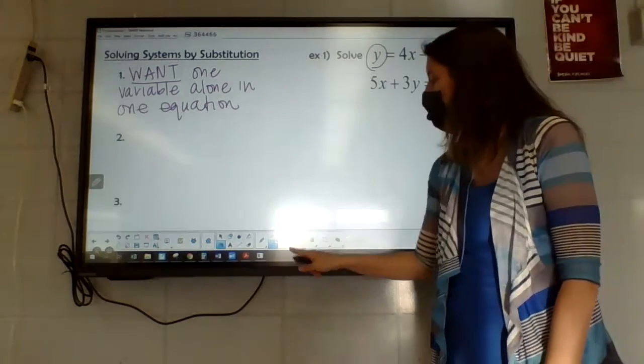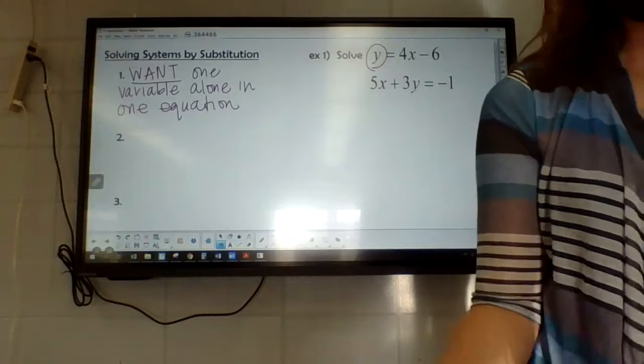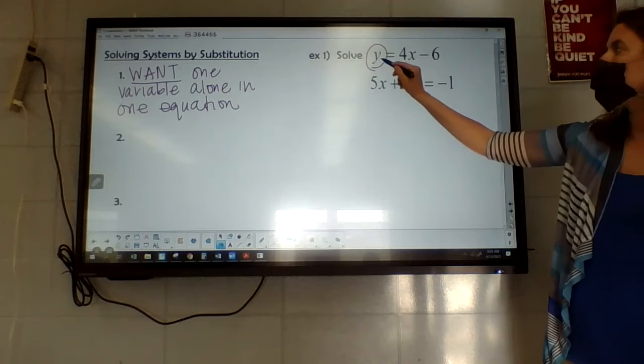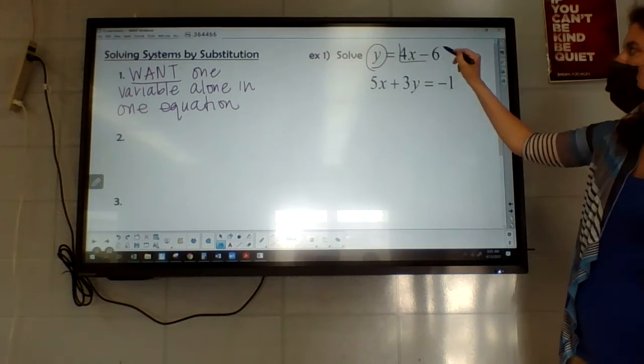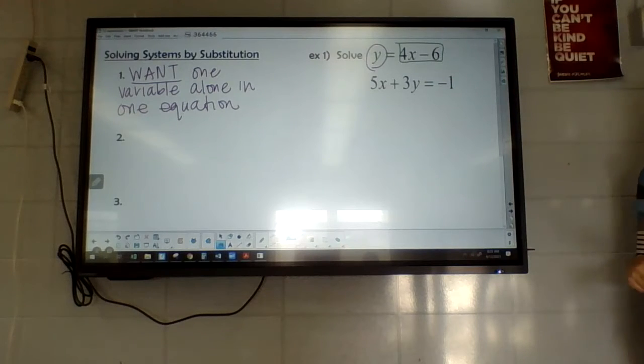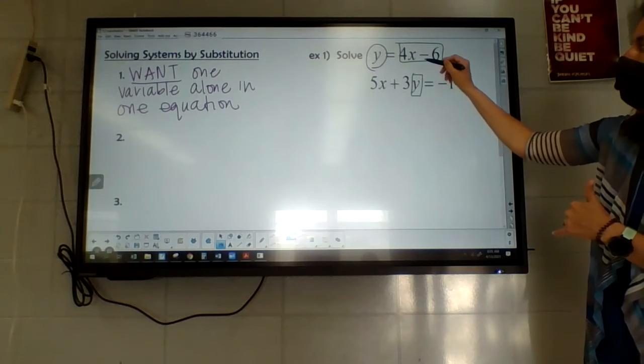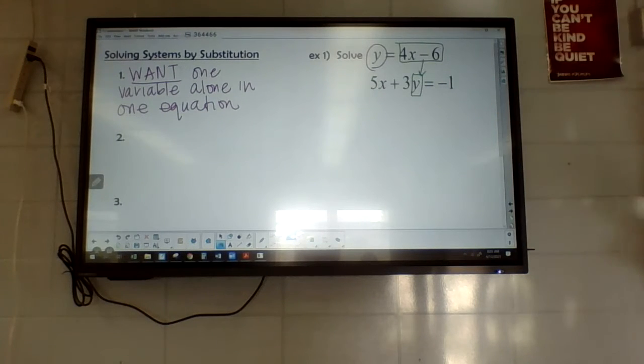All right. So once we have a variable alone in one of the equations, we're going to replace that variable in the other equation. So if you guys look, I see that y equals 4x minus 6. So in the other equation, in place of y, I'm going to put 4x minus 6.